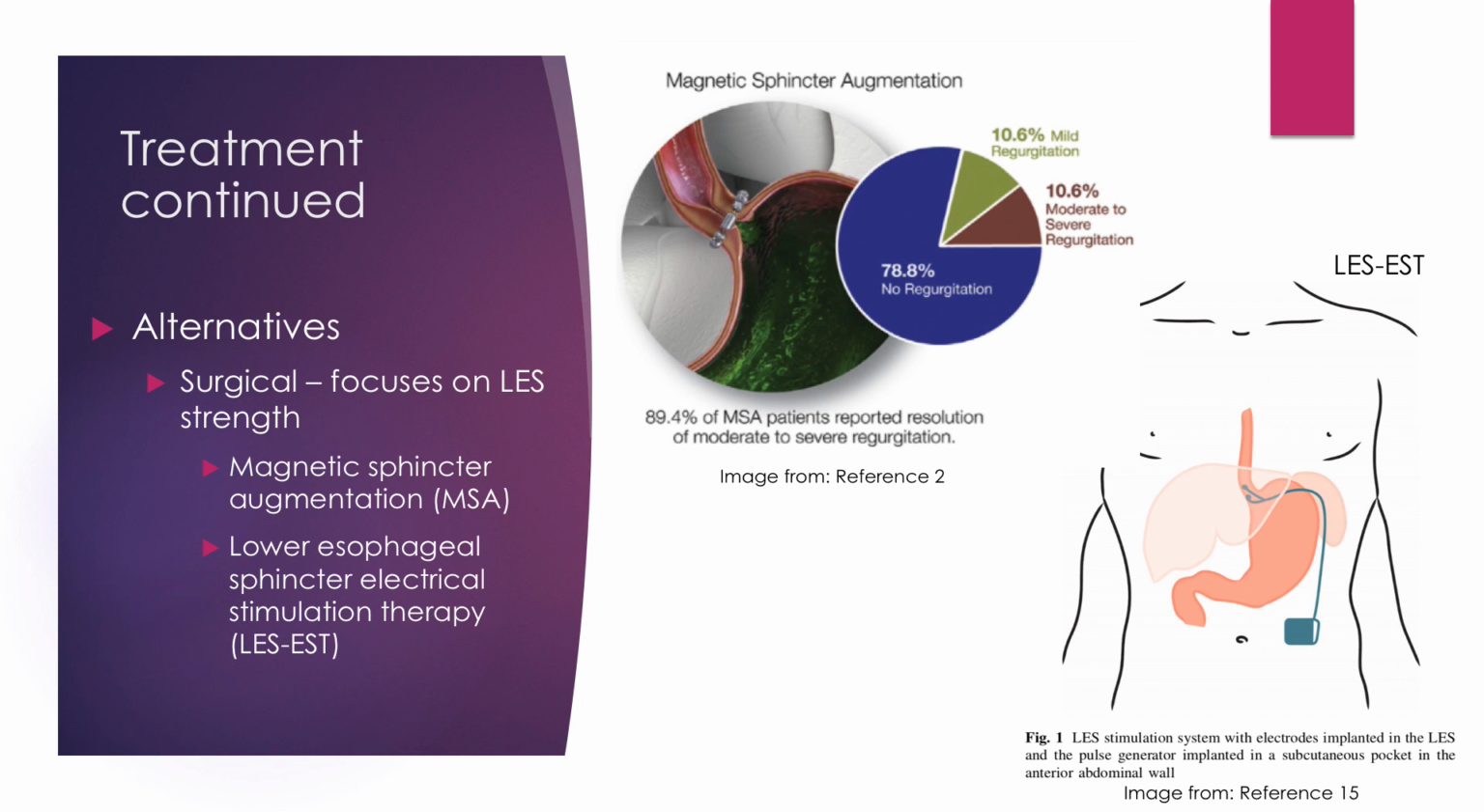New research focuses on improving lower esophageal strength as an alternative to medical therapy. Magnetic sphincter augmentation and lower esophageal sphincter electrical stimulation are shown here in the graphics on the slide, which both focus on improving lower esophageal strength. These alternatives to mainstay medical therapy of GERD have proven to be an innovative approach to long-term management of GERD symptoms.